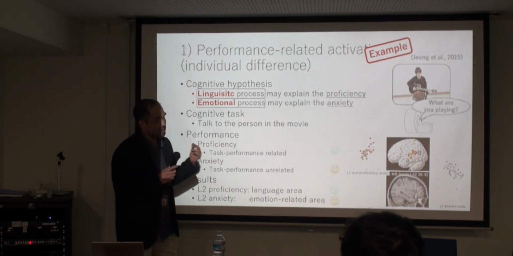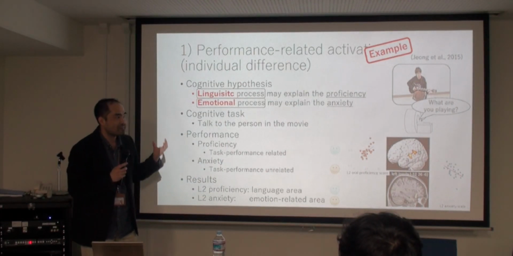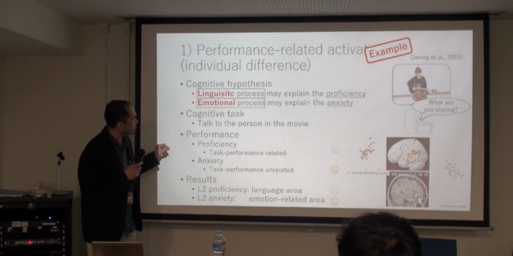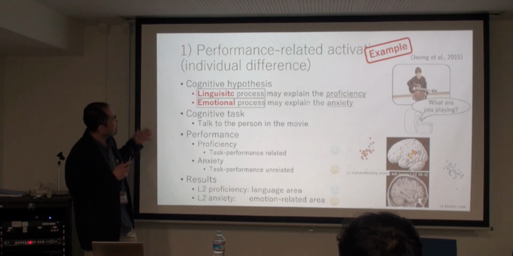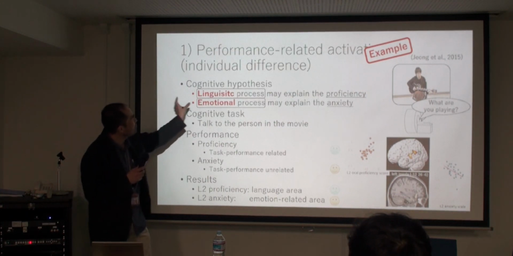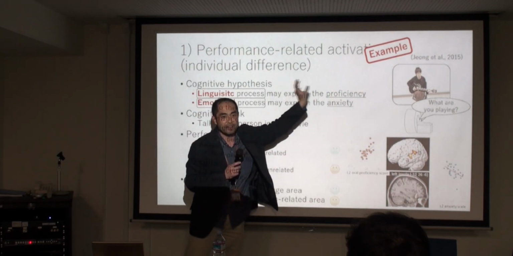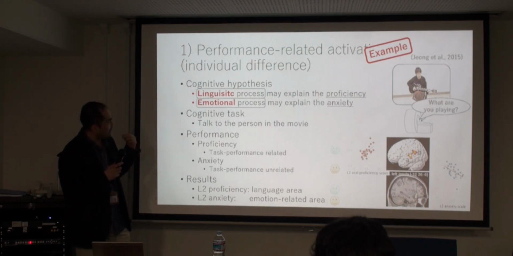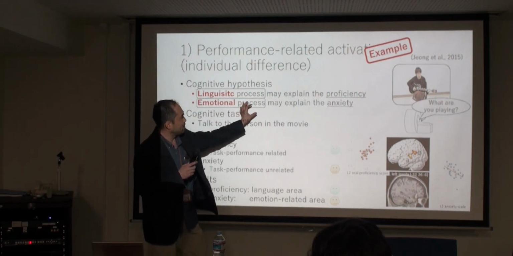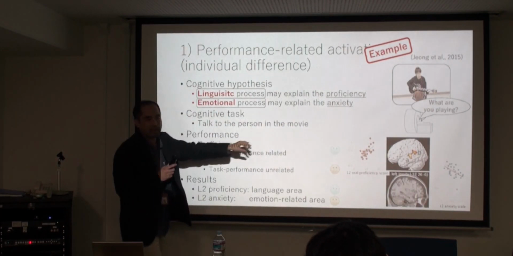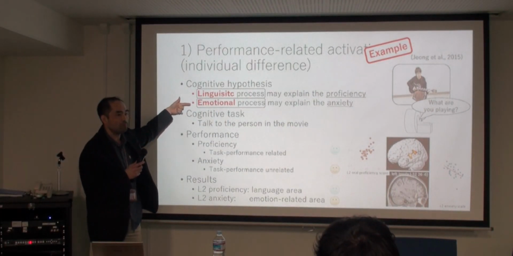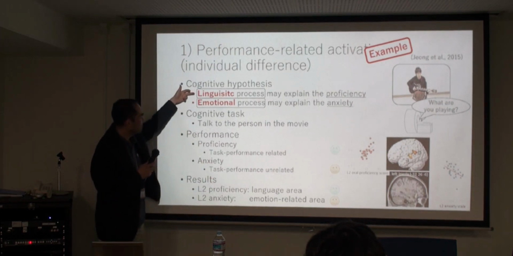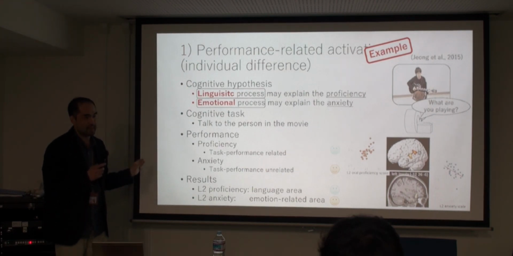So subjects are required to do virtual communicative speech production in the MRI scanner. It's easy to assume that some linguistic process may explain the proficiency of the subject. In this paper, Johnson addressed the emotional process related to the anxiety. And actually, in her paper, this emotional process is shown but not addressed in the abstract. Why?